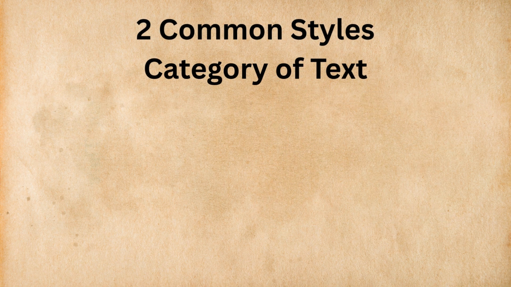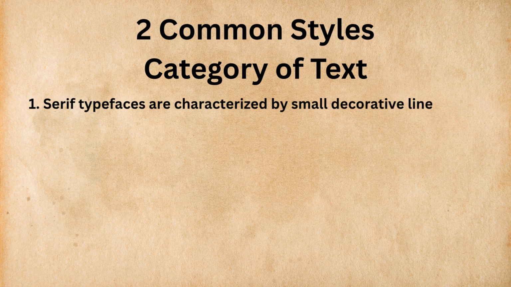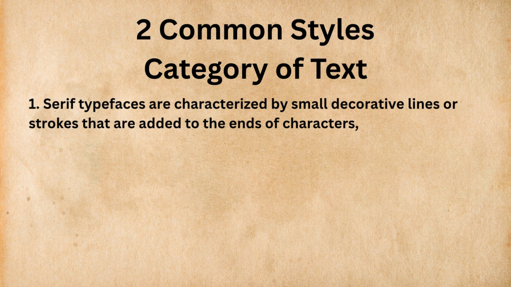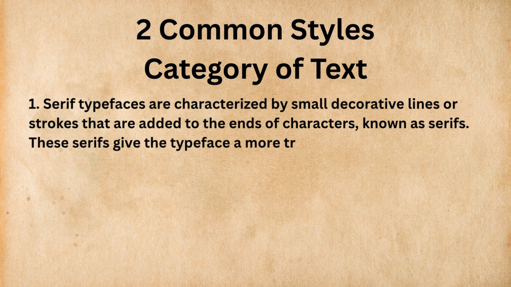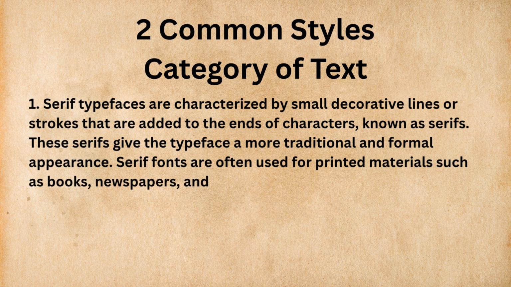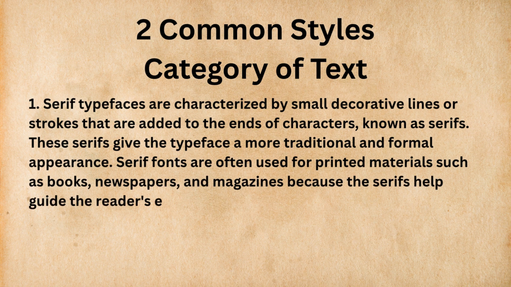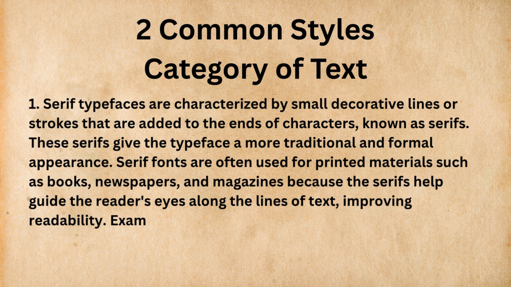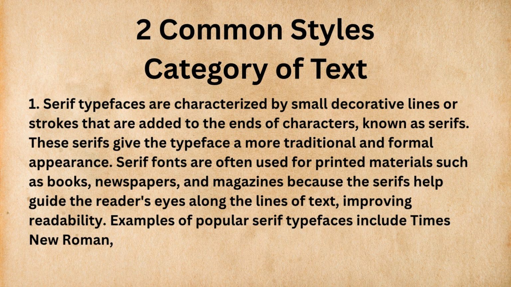There are two common style categories of text: serif and sans serif. Serif typefaces are characterized by small decorative lines or strokes that are added to the ends of characters, known as serifs. These serifs give the typeface a more traditional and formal appearance. Serif fonts are often used for printed materials such as books, newspapers, and magazines because the serifs help guide the reader's eyes along the lines of text, improving readability. Examples of popular serif typefaces include Times New Roman, Georgia, and Garamond.